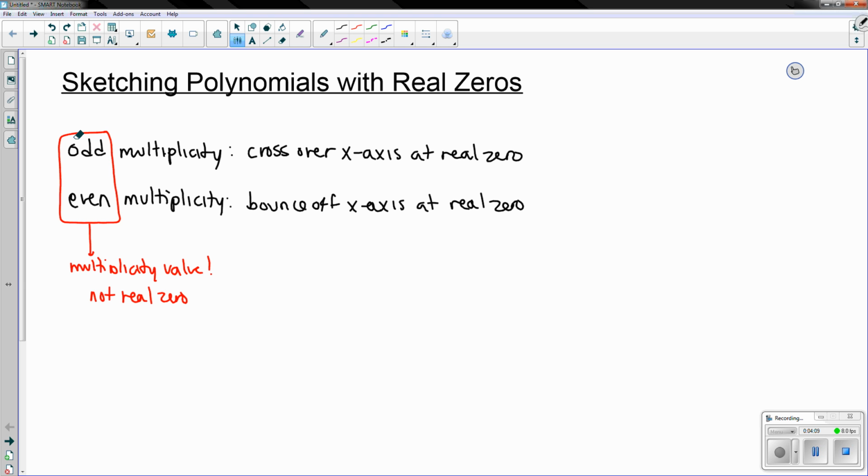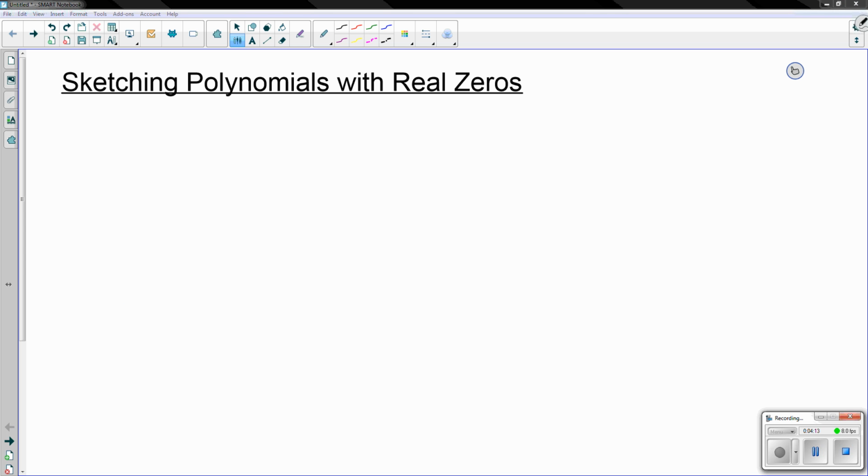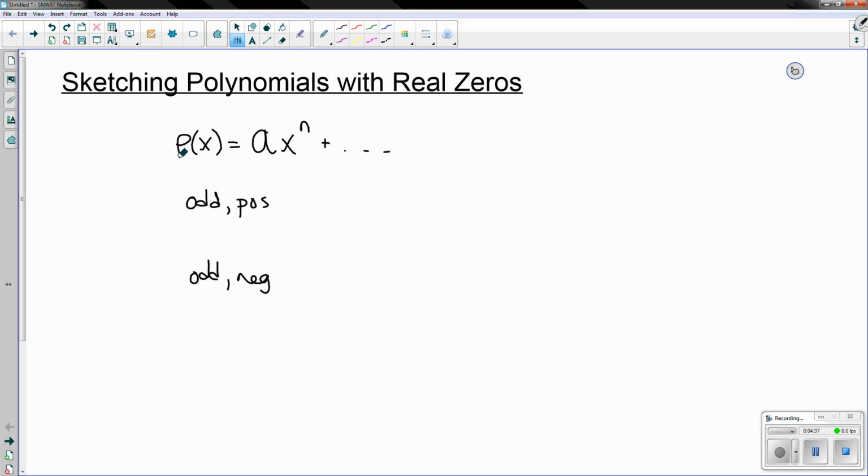Then, once we've identified the multiplicity, the last thing we want is the end behavior. So quick review of end behavior. We have some polynomial p of x. The leading term will say a x to the n, and we have some other terms potentially. Remember, there's only 4 scenarios for polynomial end behavior. We could have an odd degree with a positive leading coefficient. We could have odd degree with a negative leading coefficient. We could have even degree with a positive leading coefficient, or we could have even degree with a negative leading coefficient. And we've done our infinity analysis.